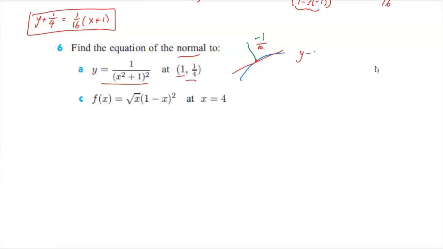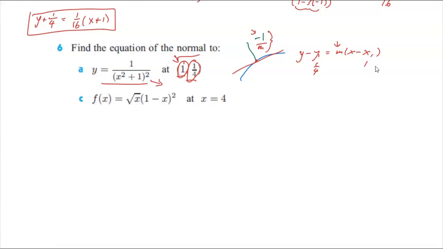Okay, so let's do that. We're just going to write down, as usual, the point slope form. And we already know that x1 equals 1 and y1 equals 1/4. So we'll just pencil those in there. And then now we just need to find the slope value. First we're going to find the derivative of this function, and then we're going to plug in x equals 1, and then we're going to turn it over. We're going to do negative 1 over that slope in order to get the normal slope, which is perpendicular to that. So let's do that.